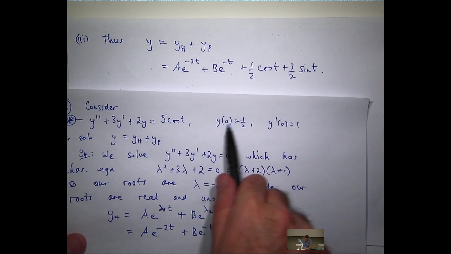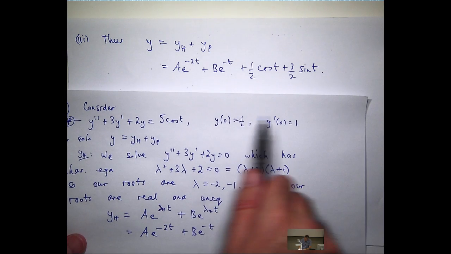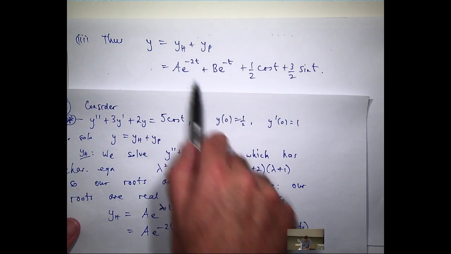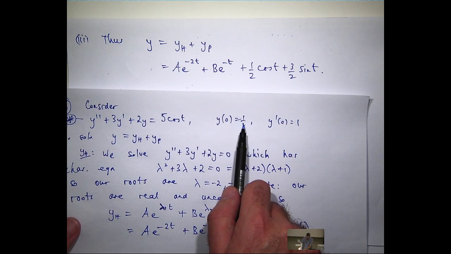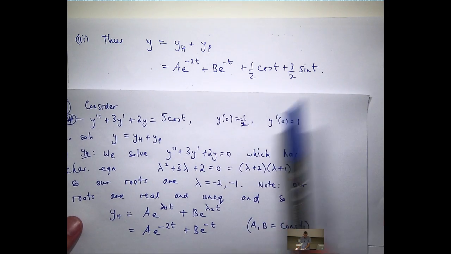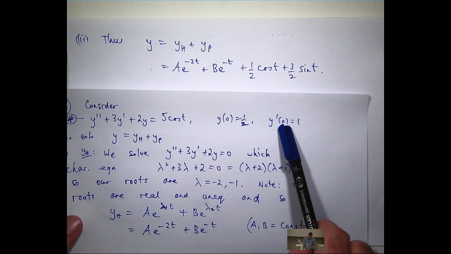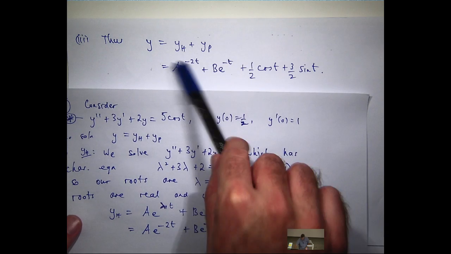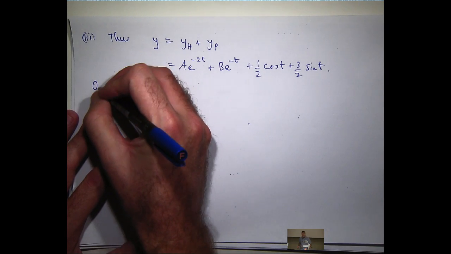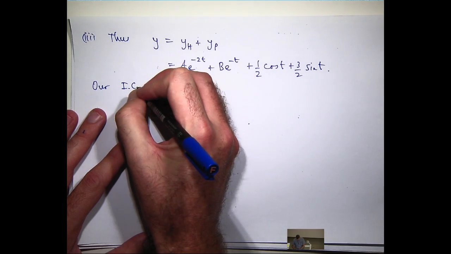I can do that by using the initial conditions. Okay, so I'm going to take this and sub in t equals 0 everywhere, and I know I have to set that equal to 1/2. Then I'm going to differentiate this, sub in t equals 0, and set everything equal to 1. So our initial conditions give the following.